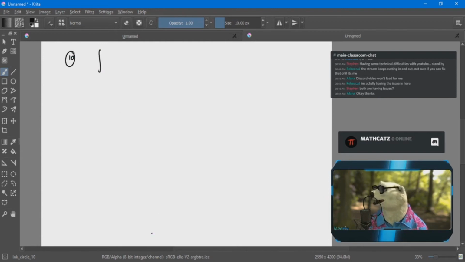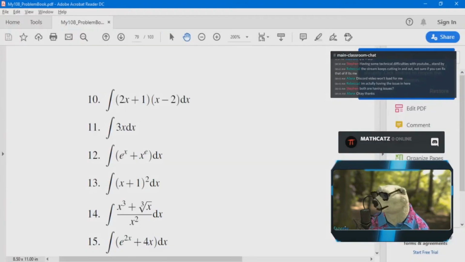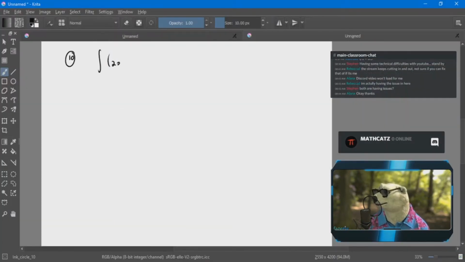I'm looking at the indefinite integral of 2x plus 1 times x minus 2. And of course, x is my variable. So now, again, we don't have any reverse product rule or anything that we've seen so far. Even though that exists, I'm trying to keep things as simple as possible. And foiling this out first will put me in a better, simpler position.